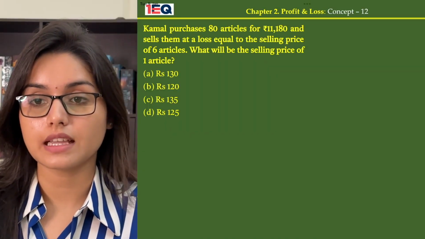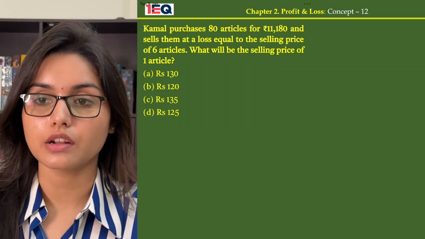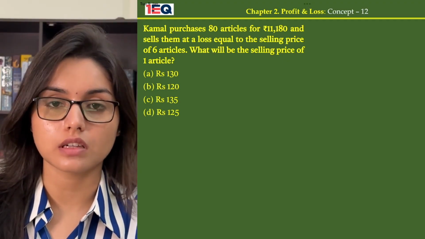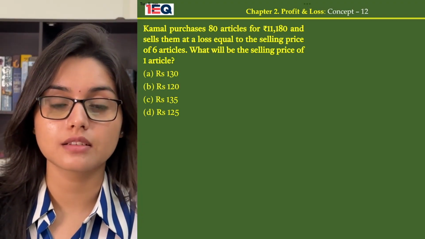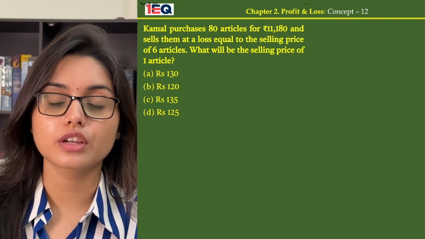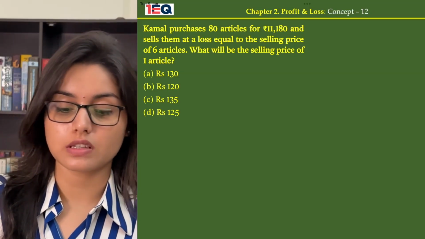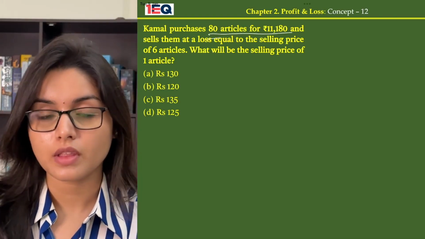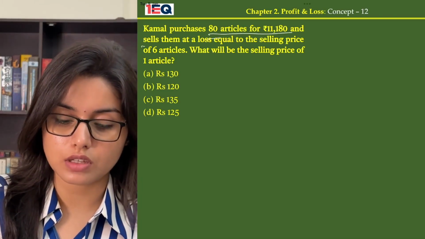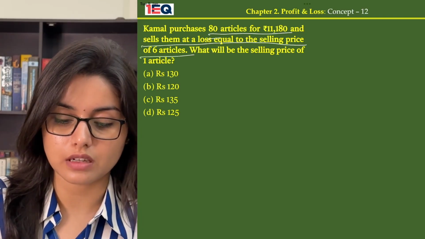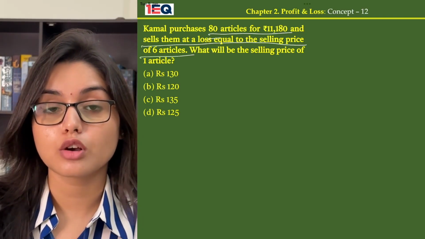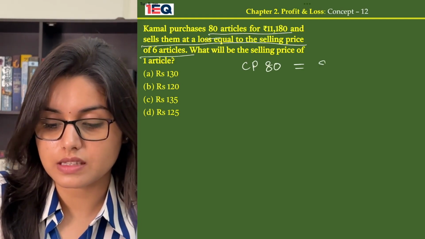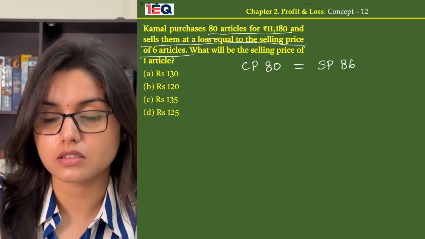Kamal purchases 80 articles for 11,180 and sells them at a loss equal to the selling price of 6 articles. What will be the selling price of one article? So in the given question, they have mentioned that Kamal purchases 80 articles for rupees 11,180 and then he sells them at a loss equal to the selling price of 6 articles, which means the cost price of 80 articles is equal to the selling price of 86 articles.